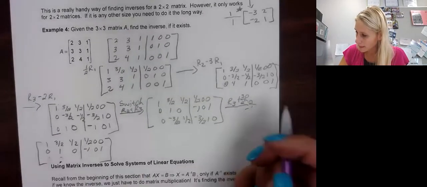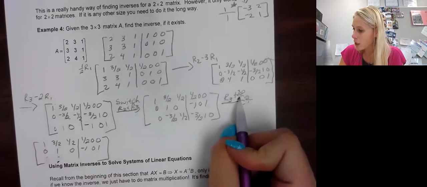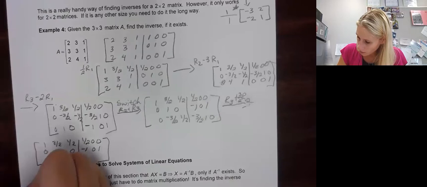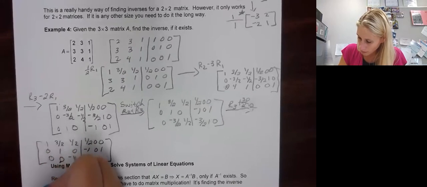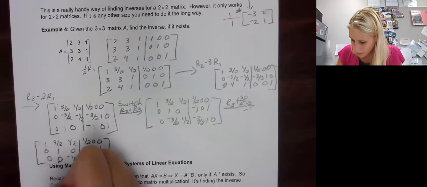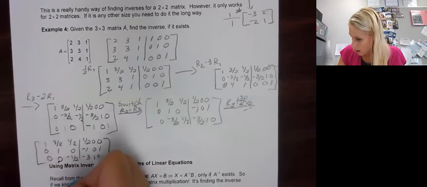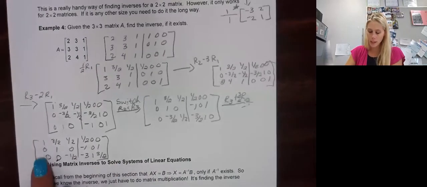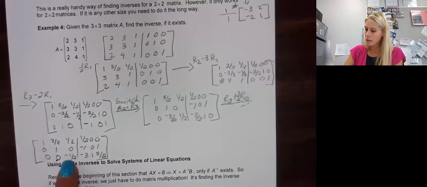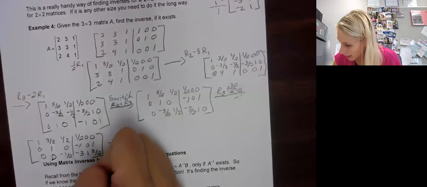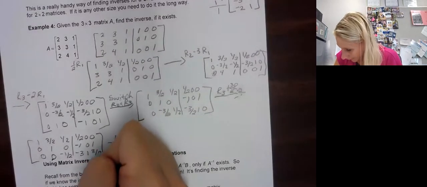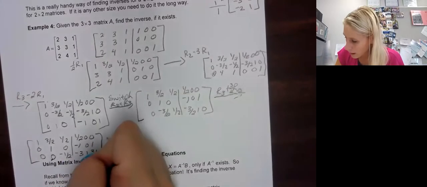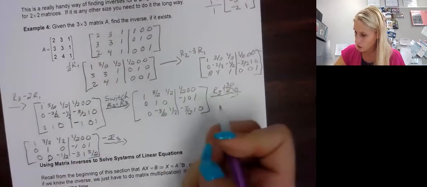So what happens is when I have row 3 plus 3/2 of row 2, I end up with 0, 0, negative 1/2, negative 3, 1, 3/2. All right, remember, once I do that, I got to go up. So next thing I'm going to do here is multiply row 3, because I need this to be a positive 1. So I'm going to multiply it by a negative 2.